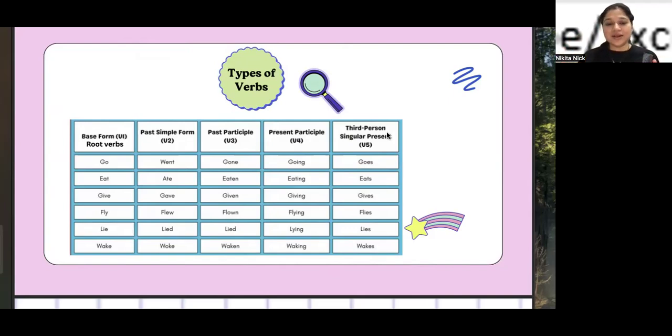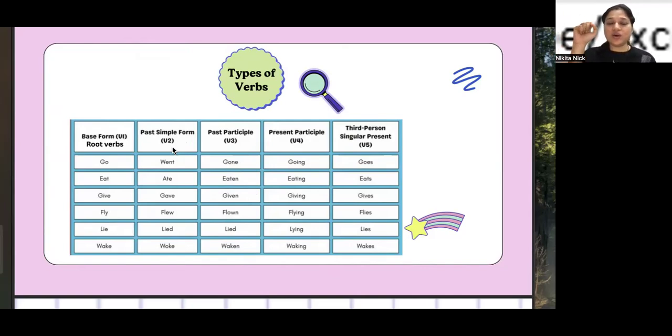Clear? The past participle is V3. That means you are using V3 with the perfect tenses of present, past, and future: in present, has or have plus V3; in past, had plus V3; in future, will have plus V3. That means gone, eaten, given, flown, woken. Then the simple past is the V2 form, where you use it as subject plus V2 plus object.